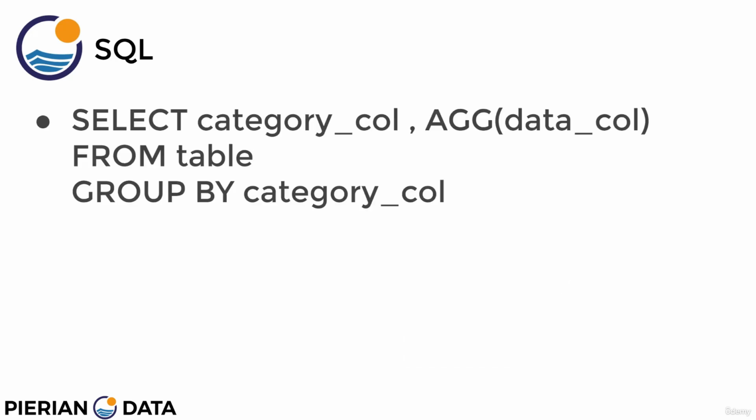So let's actually explore the general syntax. The most basic group by call looks like this. We select some sort of category column, or something we've deemed to be categorical, and then we choose to perform some aggregate function on the data column. So AGG here is just a placeholder for some aggregate function on some data column. We select it from the table, and then immediately after that, we call group by that category column.